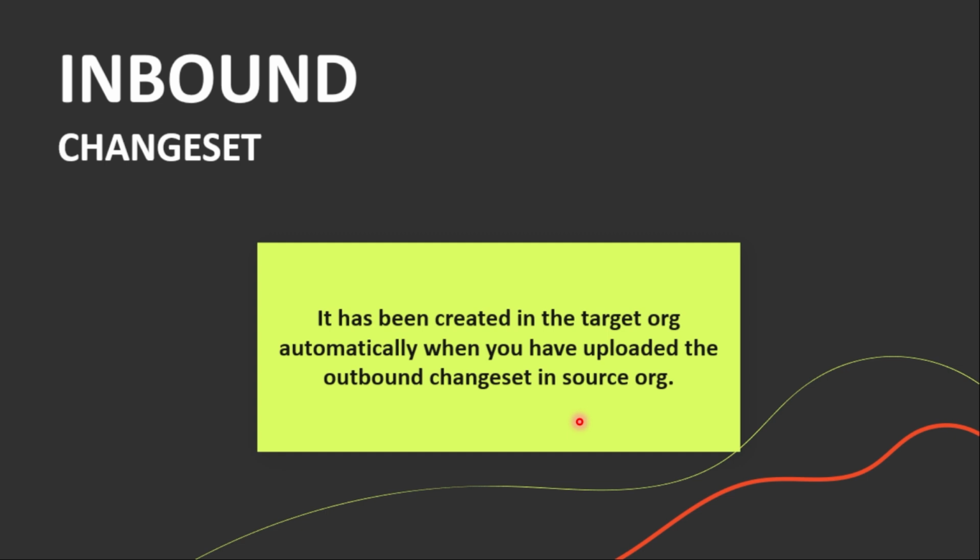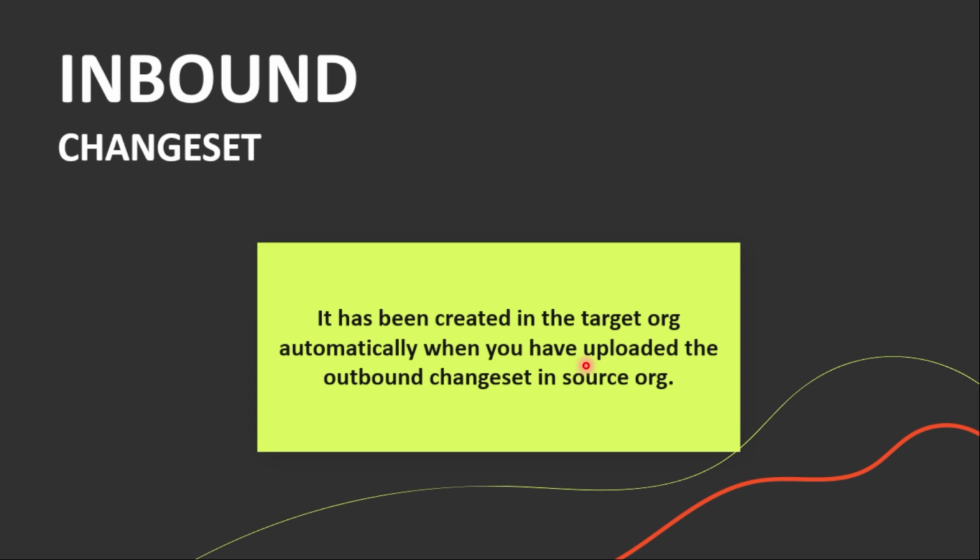So in our case, production org would be the target org, right? So it will be automatically created. You don't have to create an inbound change set. It will be automatically created when you upload the outbound change set in the source org, right? It will contain all the things you have selected while creating the outbound change set, and you just need to validate and deploy it in the production org.